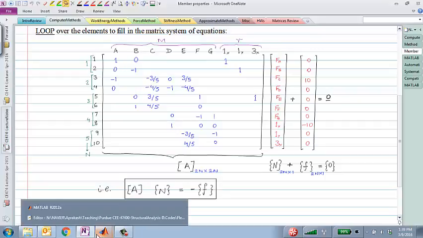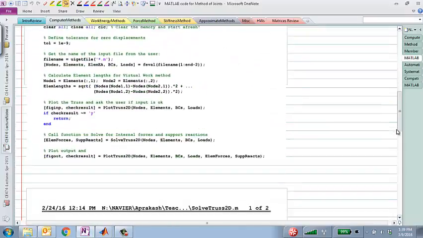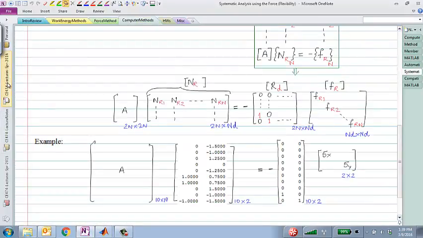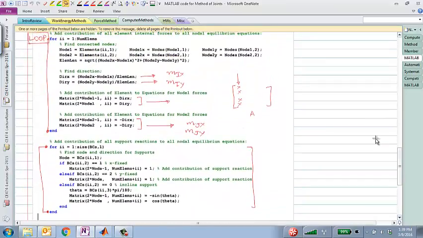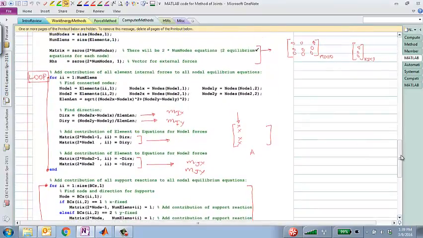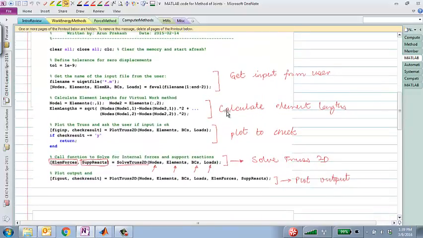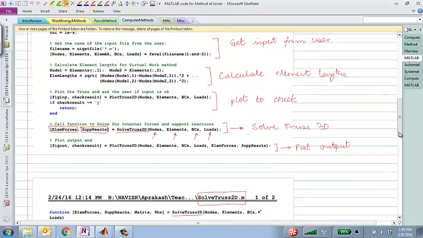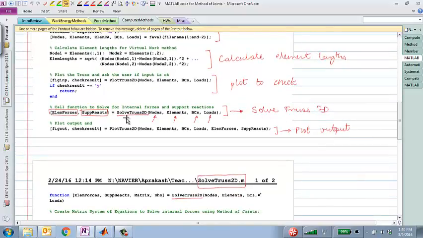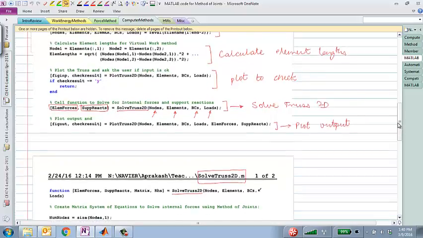And I went through the code also quite a bit to show you which particular lines of code are doing what. So let's go here. I told you that the main program for the determinate trusses is statically determinate truss 2d.m. If you run that program, it gets input from the user, calculates different things, and makes one call to the most important subroutine, which is called solve truss 2d. That one call solves that truss for the internal element forces and the support reactions. And after that point, you just plot the results.